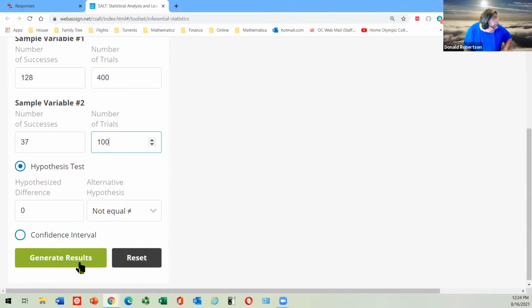Now, in this box, it's called hypothesized difference. In the stories that we're dealing with, that is 0. That is basically P1 take away P2 equals 0. It'd be nice if you actually could type it that way, but that's not the way it works. So when you're doing a difference in 2 proportions, the hypothesized difference is always 0. You're always going to make the assumption that they're the same.